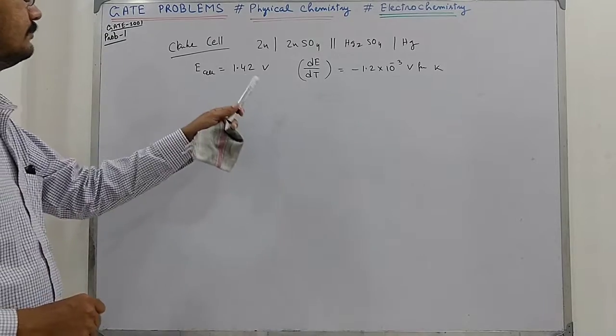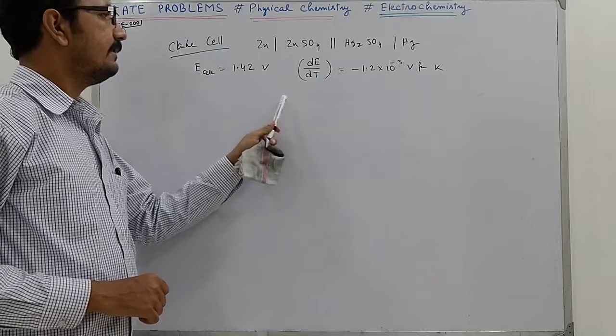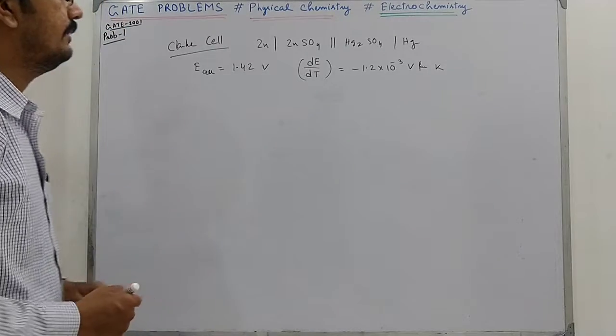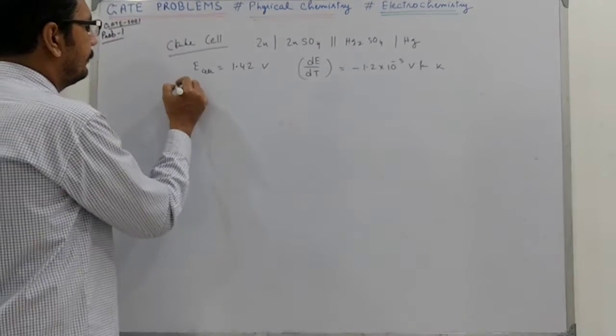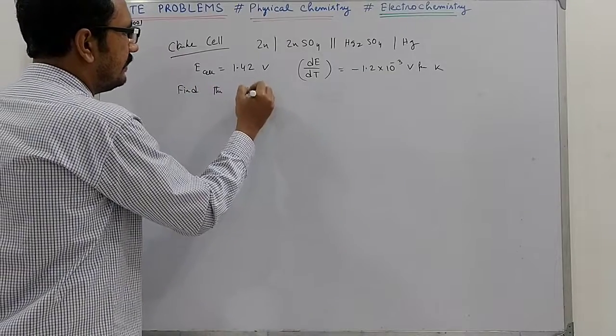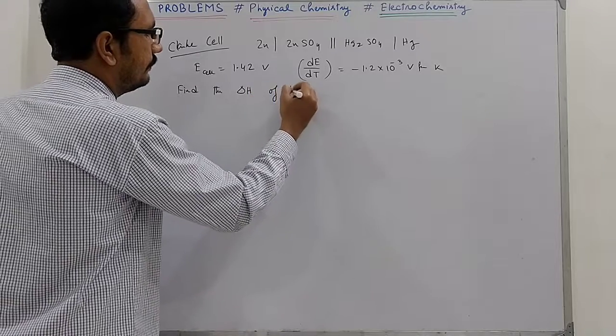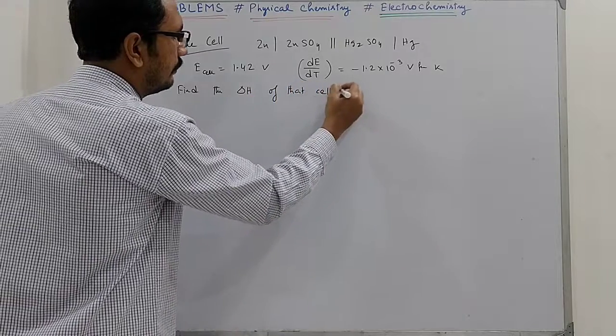So this is given, E cell is given, EMF of the cell is given, temperature coefficient is given, and you have to find the change in enthalpy of that cell. Find the del H of that cell.